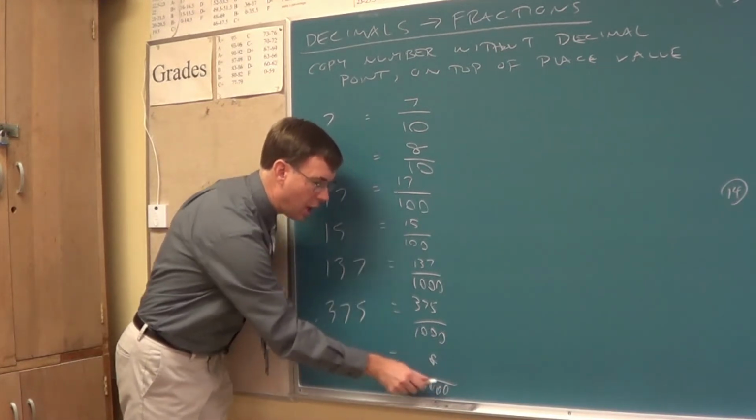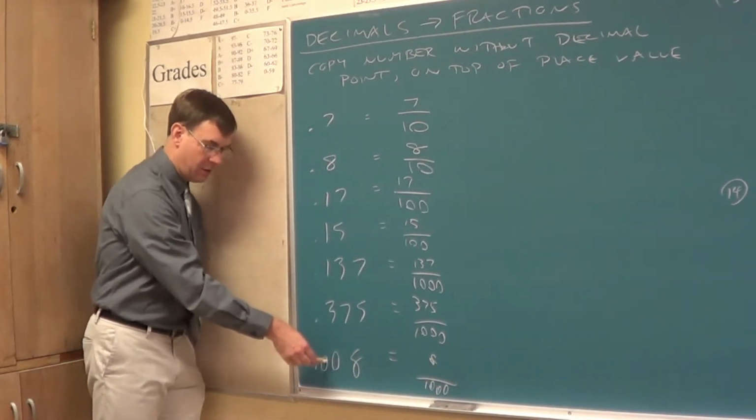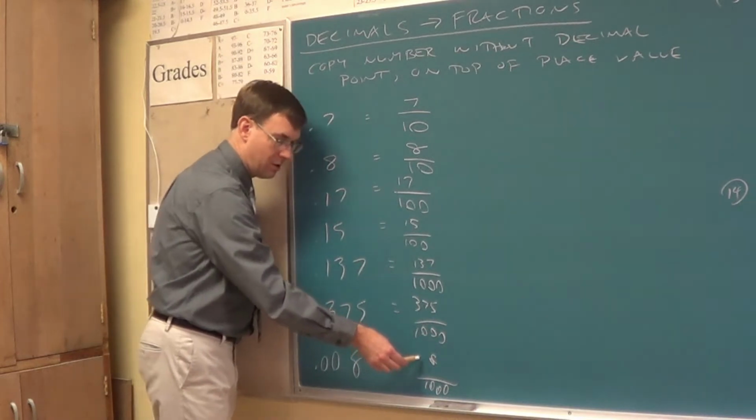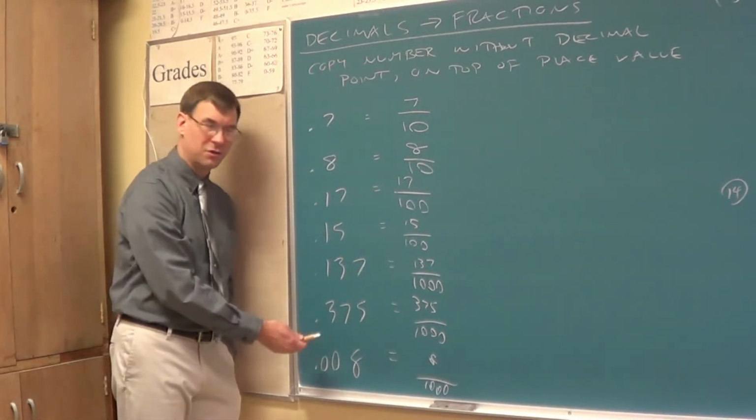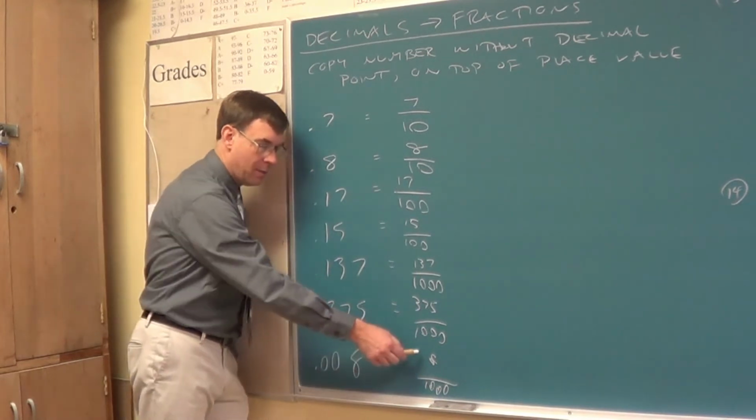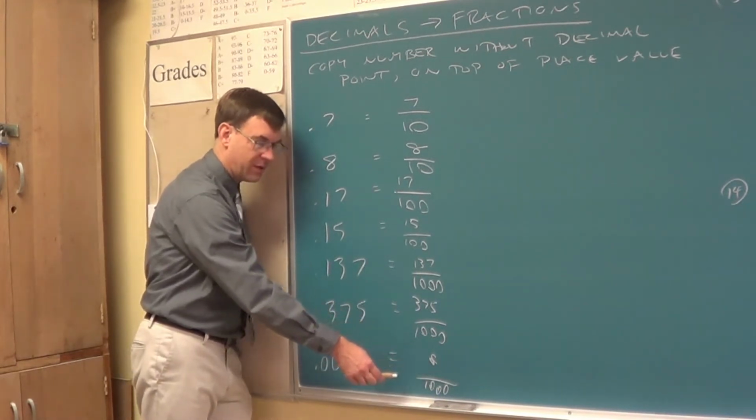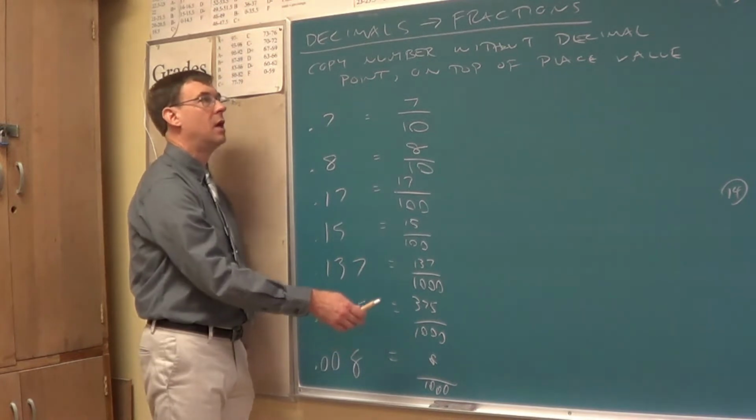The other thing we're not going to copy is unnecessary zeros at the beginning. You don't want to put 008 over 1,000. These are called placeholding zeros. They're just getting the 8 to the right place. But we don't want to put 008 over 1,000. Just put 8 over 1,000.